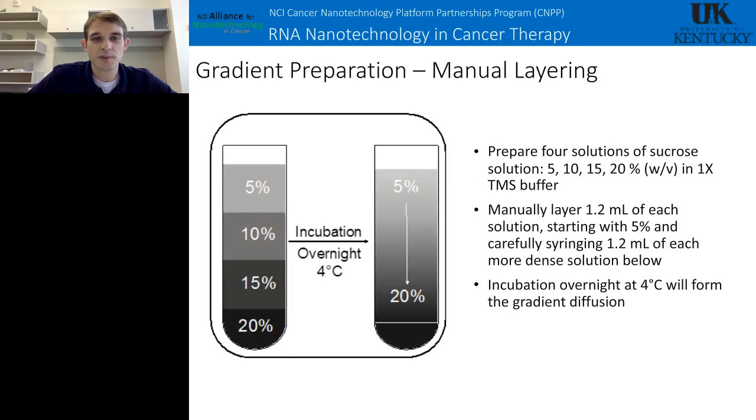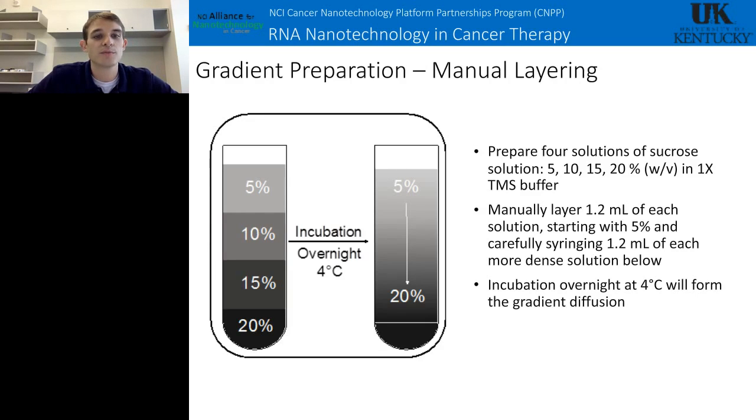This is one method to prepare your gradient, and it's by manual layering. Basically, you prepare 4 solutions of sucrose: 5, 10, 15, and 20% weight to volume, in 1x TMS buffer, because remember, our pRNA particles' formation is dependent on the magnesium ions. This is just an example of a 5 to 20. If you wanted to do a 5 to 30, you would want to make 4 evenly spaced density gradients, and then carefully layer each of them into your tube, starting with the least dense.